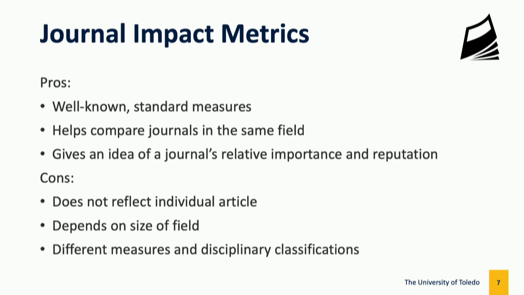Cons, journal metrics are journal metrics. They're not article-level metrics. So even though one may be publishing in a journal that has a high impact factor, it doesn't mean that an author's particular article is impact-worthy. Cons also just depends on the size of the field. It depends on the definition of a field. I have a couple slides that will show some of these differences in a minute.